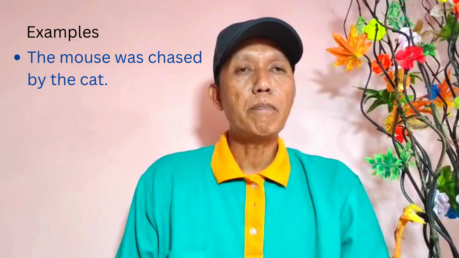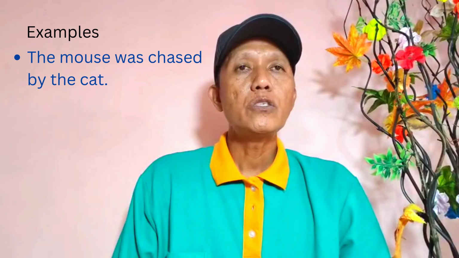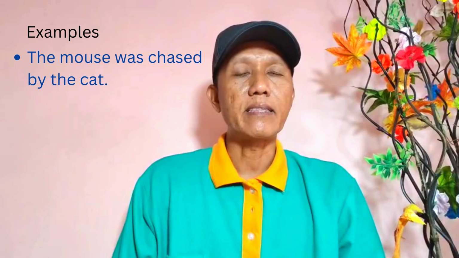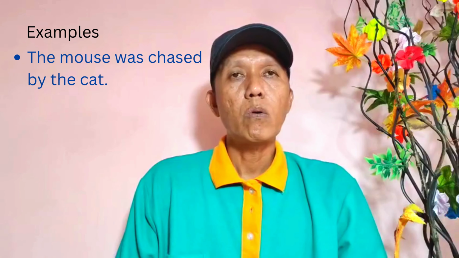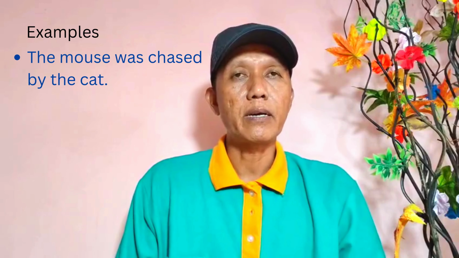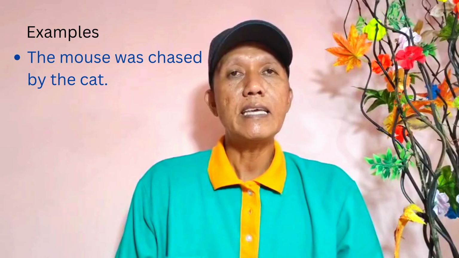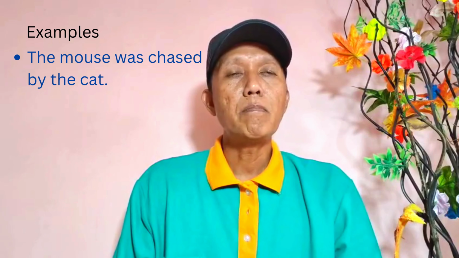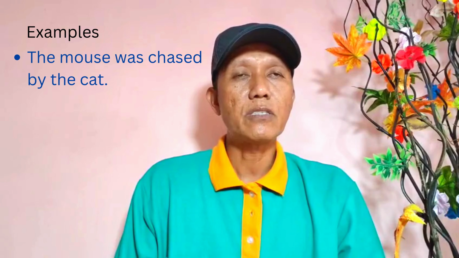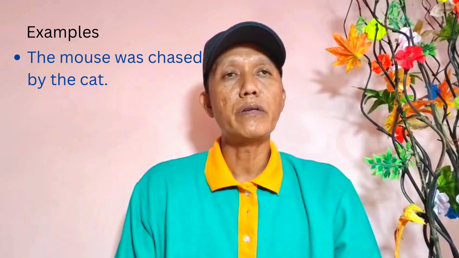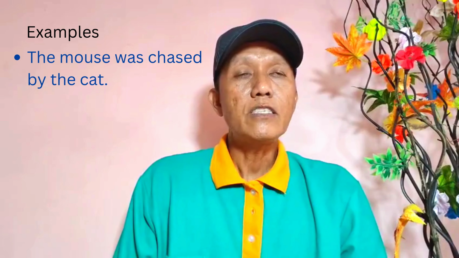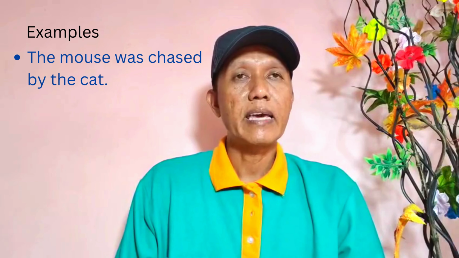The first example says, the mouse was chased by the cat. This sentence focuses on what happens to the subject. The subject of this sentence is the mouse. The mouse was chased. This sentence doesn't focus on what is doing the action, the cat.